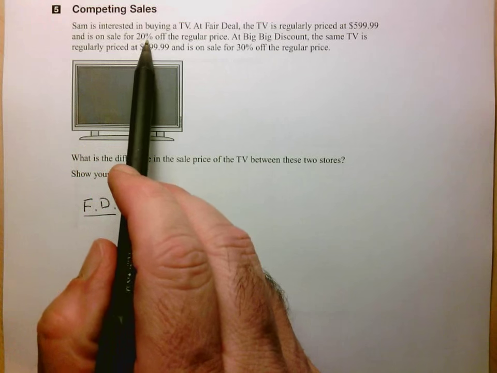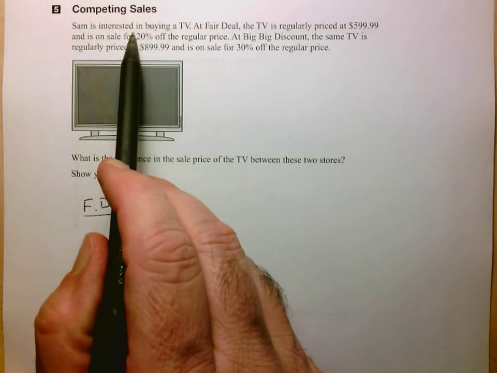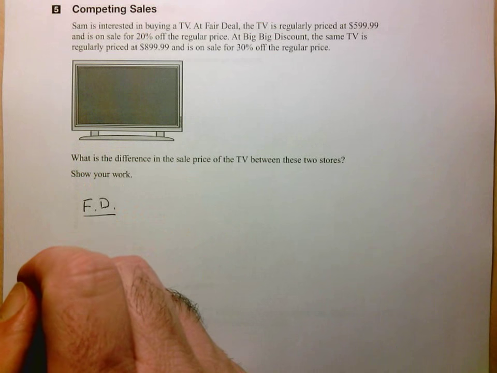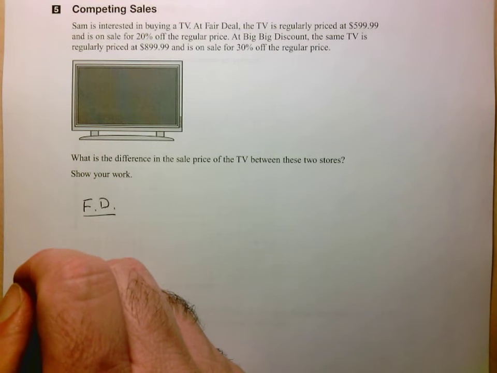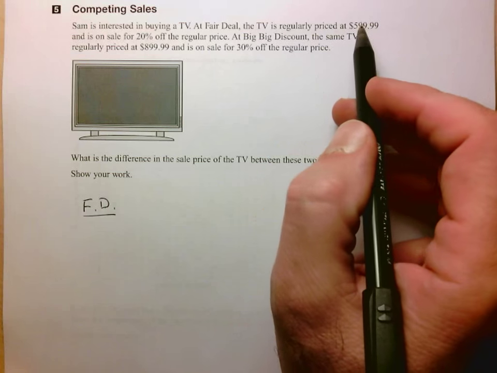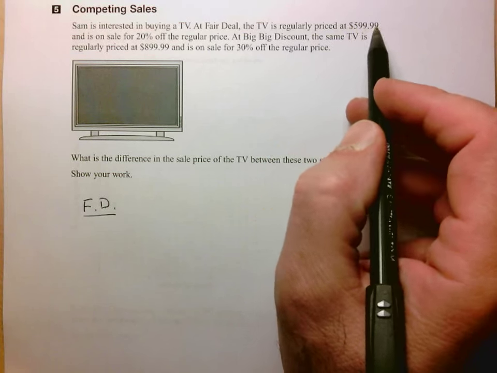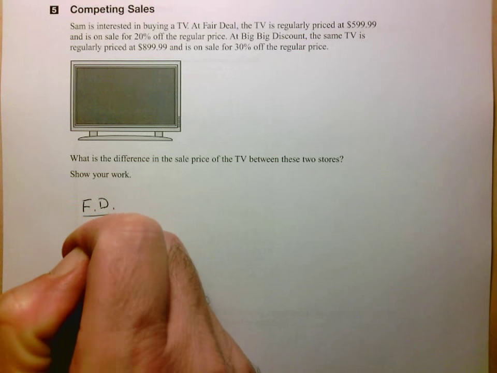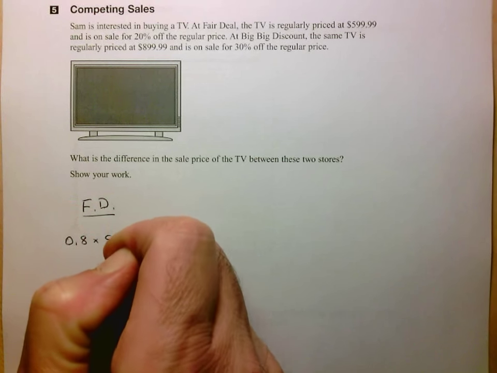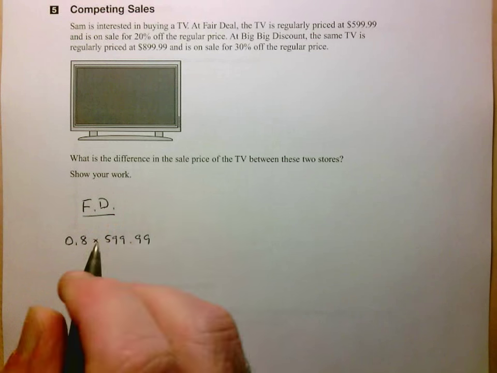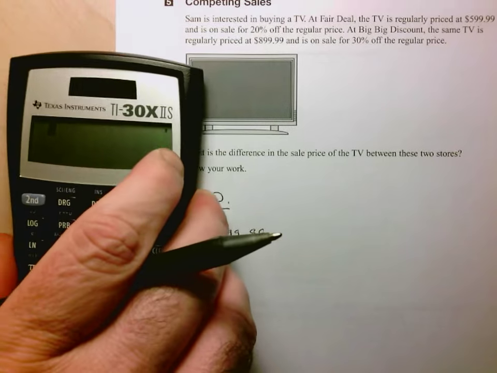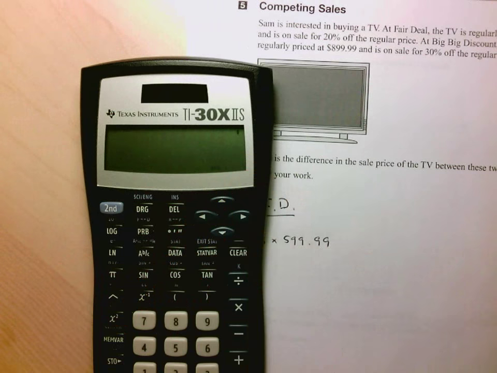If we're taking away 20% off the price, because that's a discount, what's left is 80% of the original price. So if we want to do this in one step, it's a matter of finding 80% of $599.99. So I'm going to calculate 0.8 times $599.99 to get the sale price. Now if you did do it the other way, it's perfectly fine. There's nothing wrong with it, it's just a little longer.